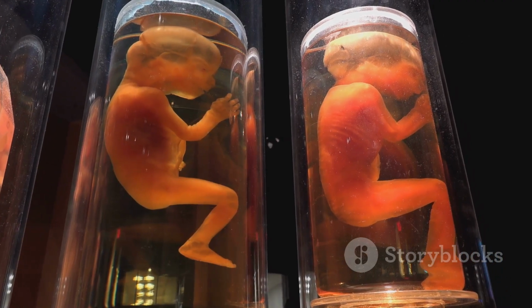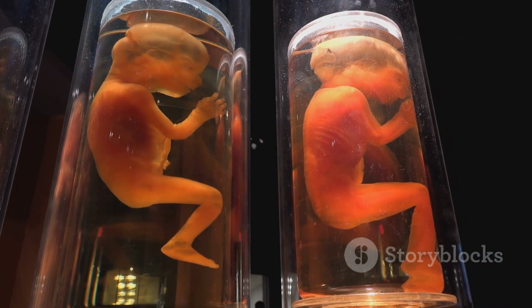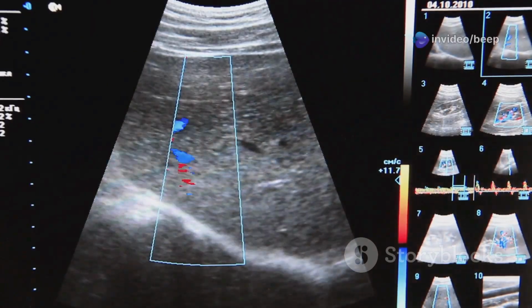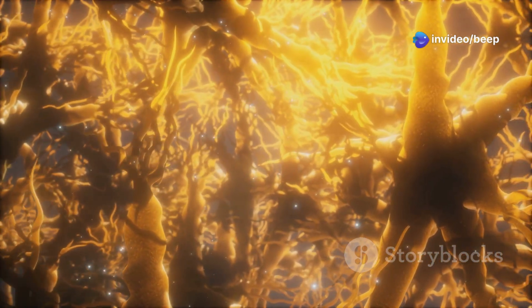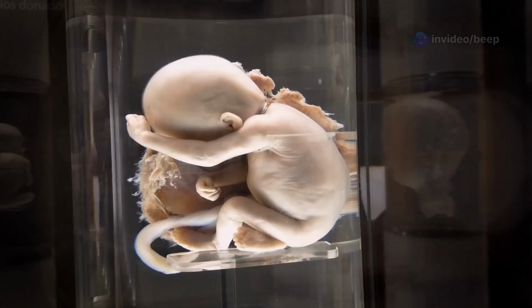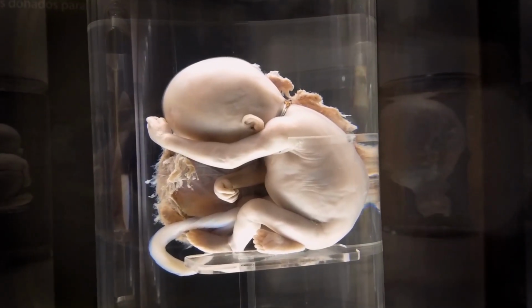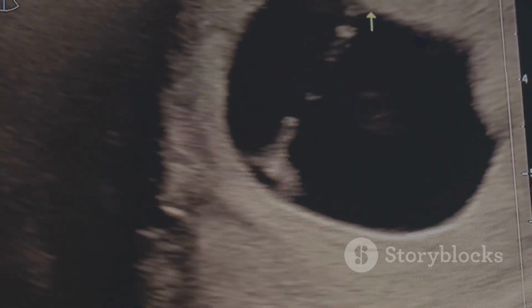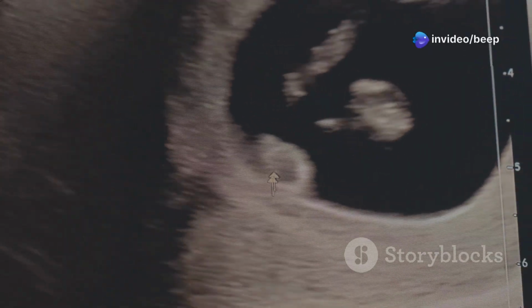Organogenesis is a highly coordinated process, with each organ developing in a precise sequence. The heart begins to beat by the end of the 4th week. The brain and spinal cord grow and differentiate, forming the complex network of nerves. The lungs, digestive system, and other internal organs also begin to take shape. Limbs bud out from the embryo's sides, and fingers and toes begin to form.